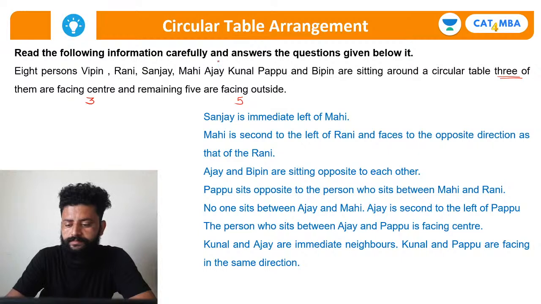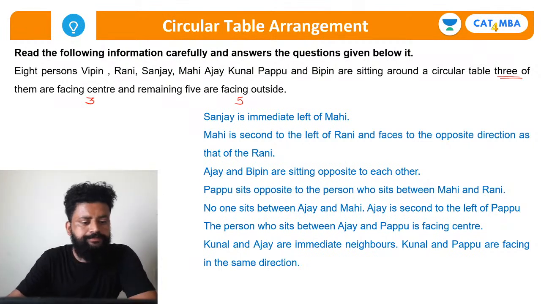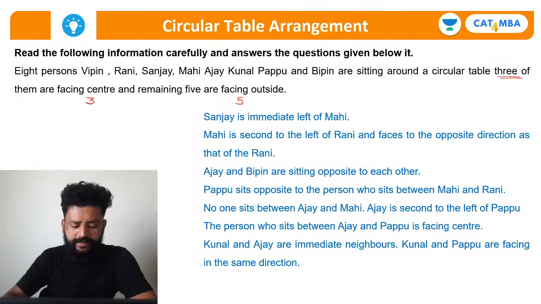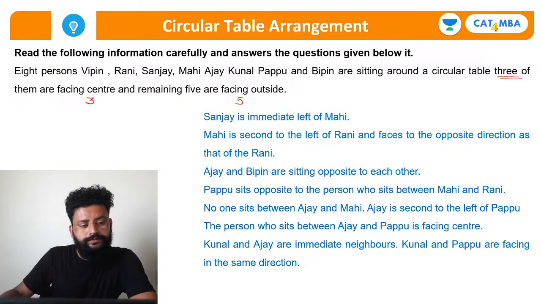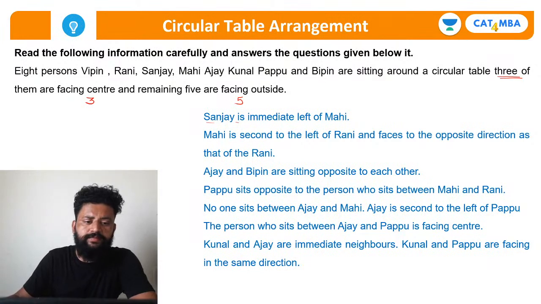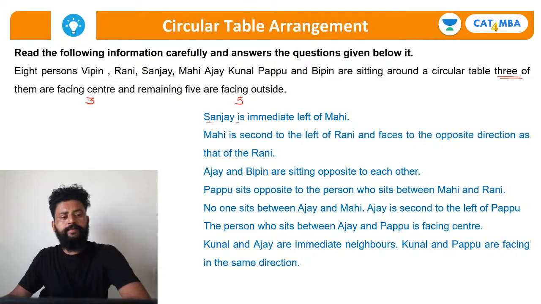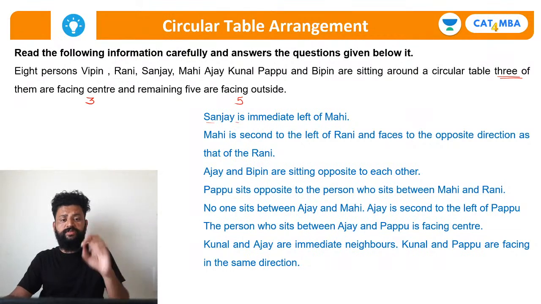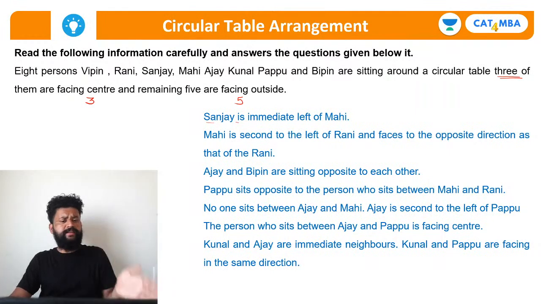Okay, so I'll just give it a try. Pappu sits opposite to the person who sits between Mahi and Rani, and Sanjay is immediately left of Mahi. Then Mahi is second to the left of Rani and faces the opposite direction as that of Rani. Means if Mahi faces center then Rani faces outside, and if Rani faces outside then Mahi faces center. I think Mahi must be the proper clue to start with, because we have so many things related to Mahi.